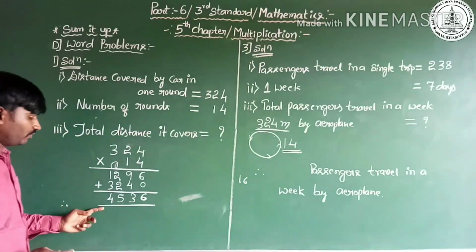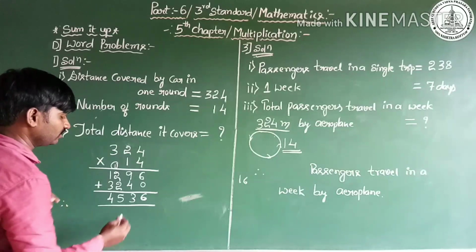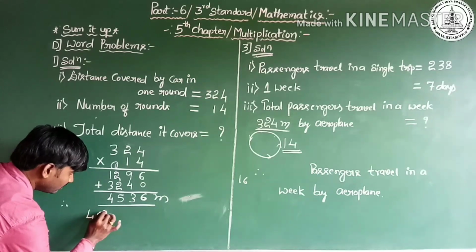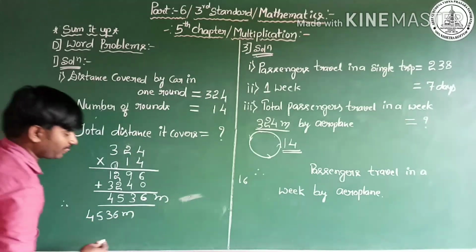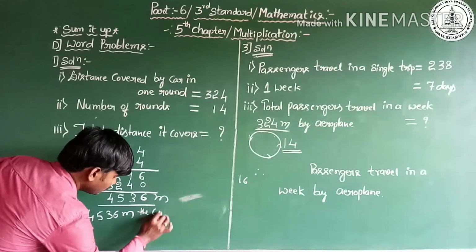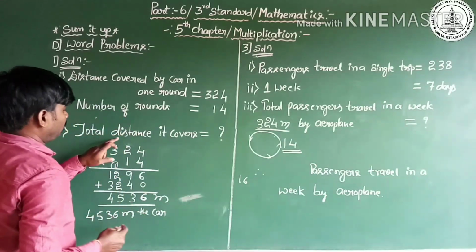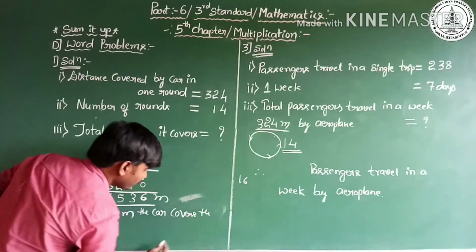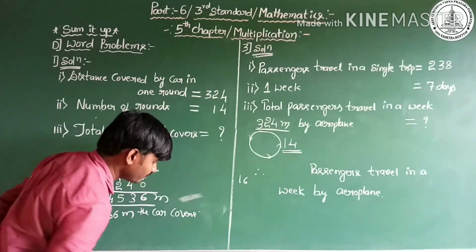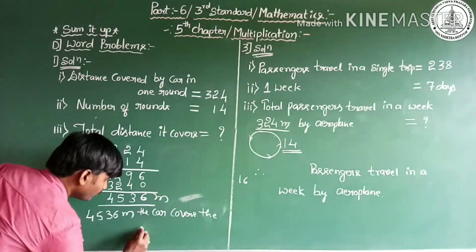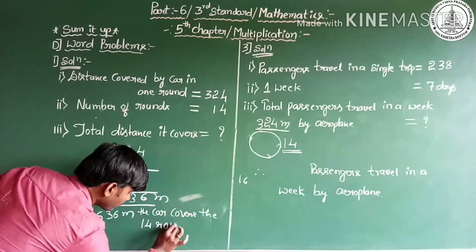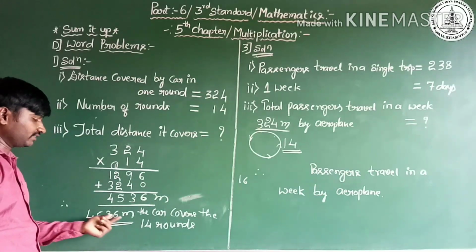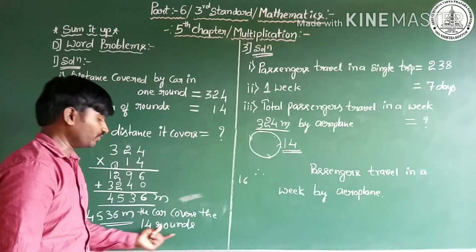How much, dear student? 4,536 meters. Therefore, 4,536 meters the car covers in 14 rounds. How much, dear student? 4,536 meters. The car covers 14 rounds.